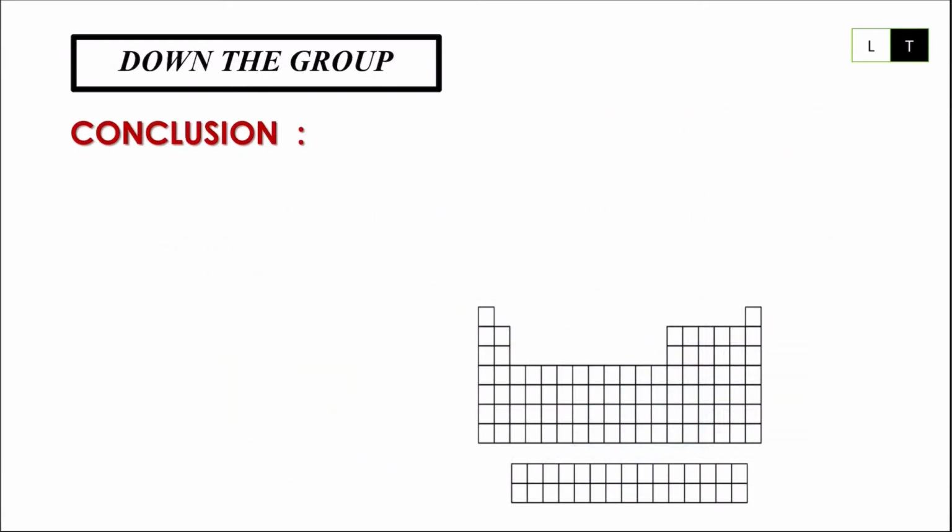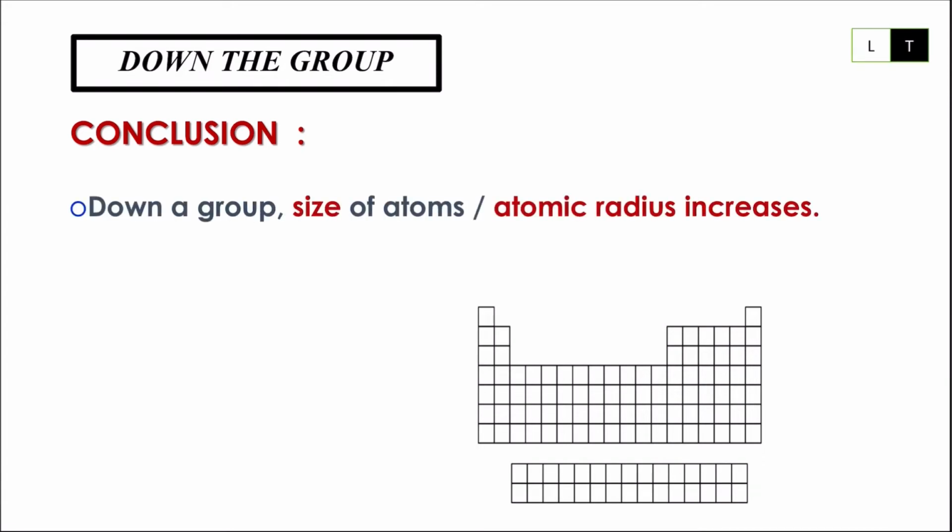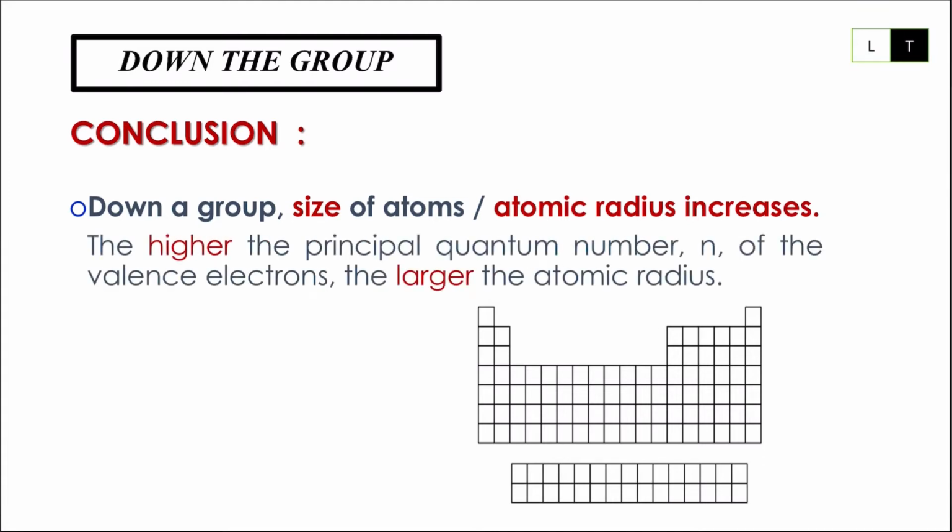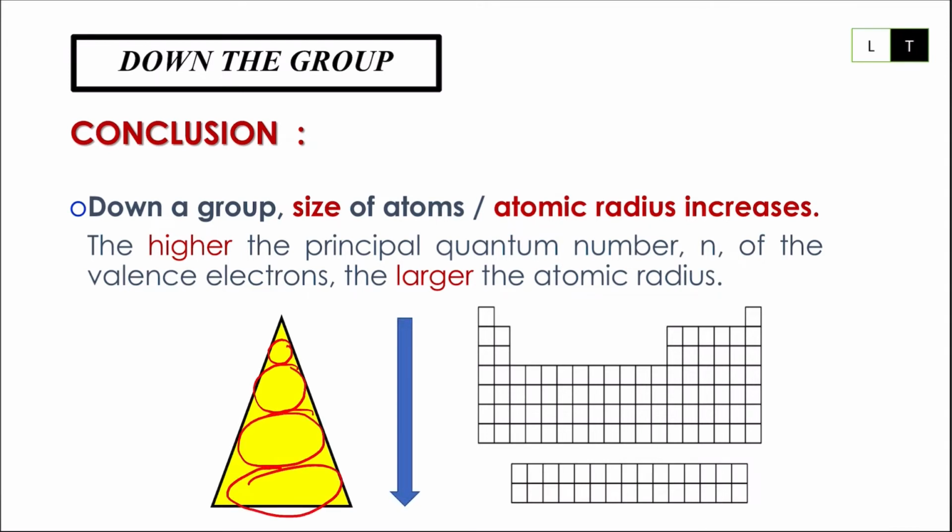Next, we go for the second variation. We got down the group. So in theory, we know down the group, the size of the atom will become larger. This is because you have to explain based on a higher principal quantum number, which can affect the shielding effect. That is why you got the atomic radius going down the group becoming larger. Saya akan gunakan triangle menegak macam ni, so that you know that going down the group, the size becomes larger and larger. So this is for elements going down the group.